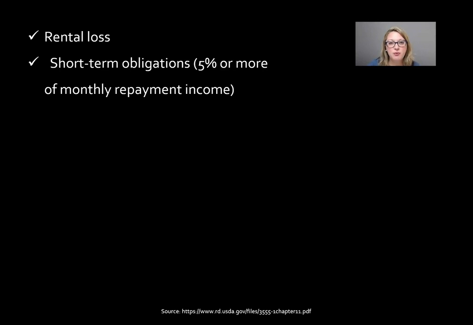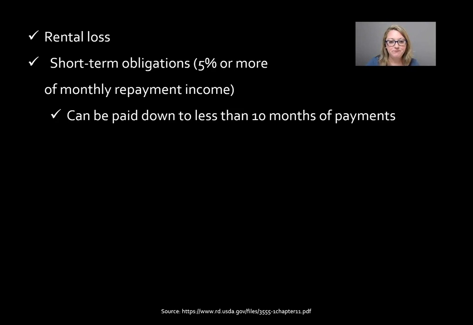When it comes to short-term obligations, they may or may not need to be considered, but they should definitely be considered if it is 5% or more of the monthly repayment income. You know, there is underwriter discretion there, but the USDA says if that short-term obligation is something that could cause them any issues with repaying the mortgage, and it's 5% or more of their monthly repayment income, make sure you count it. Now, the short-term obligations can be paid down to less than 10 months of payments remaining.